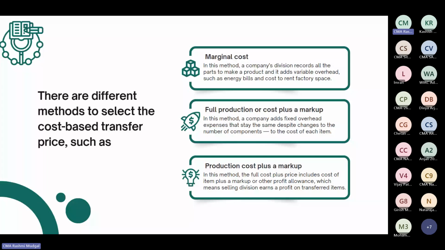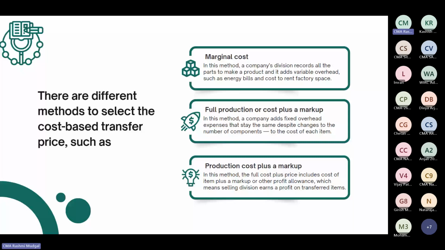A company division records all its costs to make a product and adds variable overheads such as the energy bill and the cost of rent of factory space. Next is full production cost, or cost plus a markup. In this method, a company adds fixed overhead expenses, which stay the same despite changes in the number of components, to the cost of each item. Production cost plus a markup.